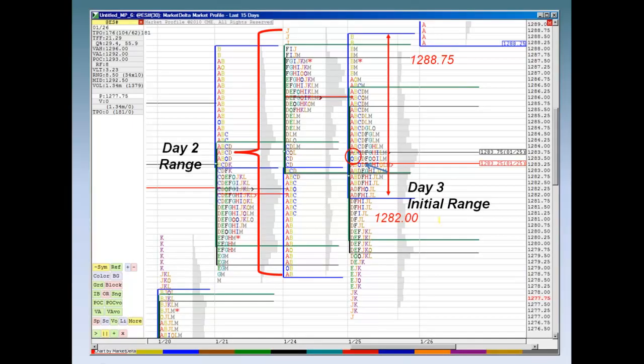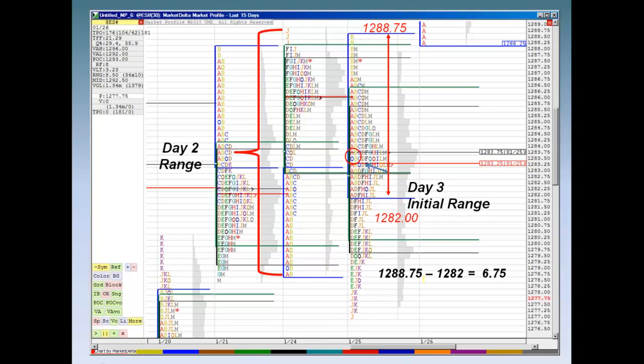All right, so our initial range in this case was 1282 to 1288, and we've calculated that we have 10 points. So if this is our extreme, as we've identified it, we would add 10 points to our extreme, and then it should identify for us where in fact the range is likely to be.